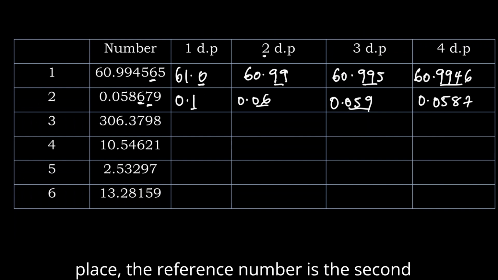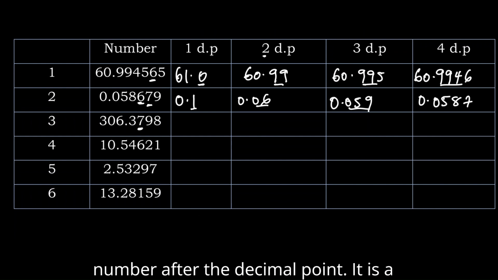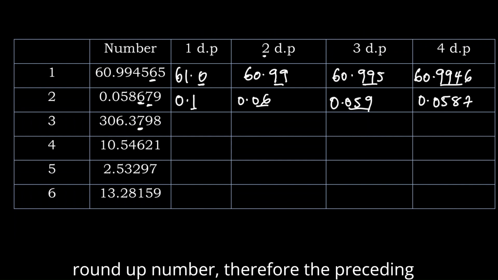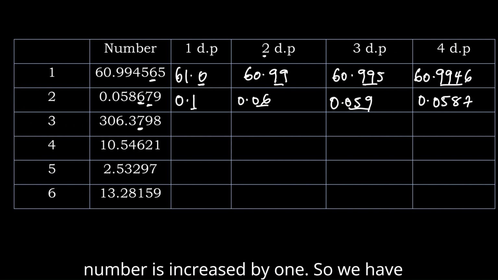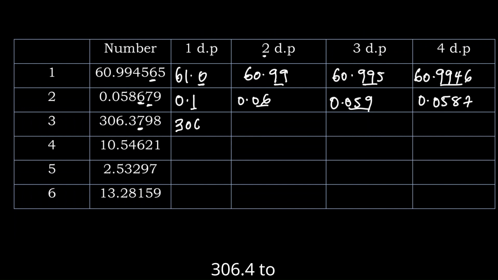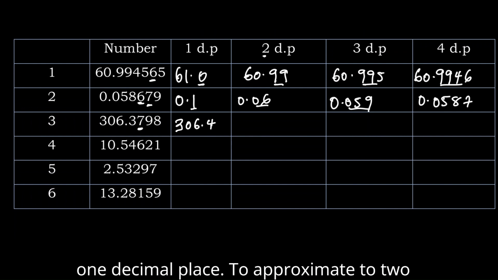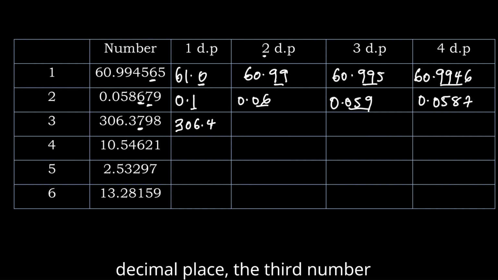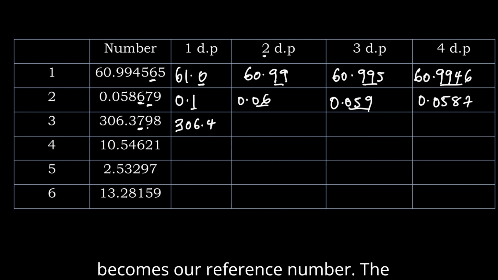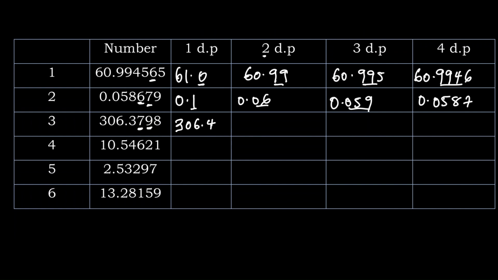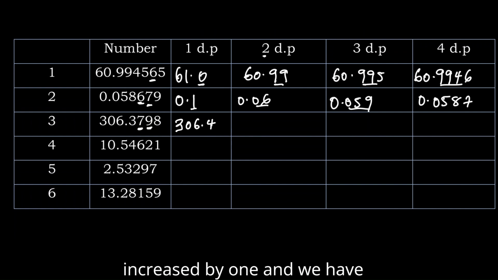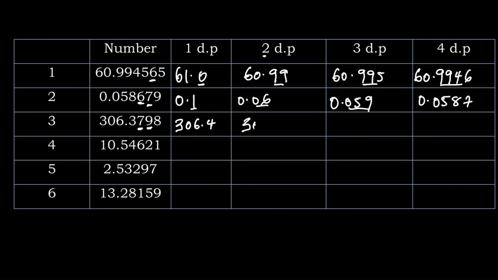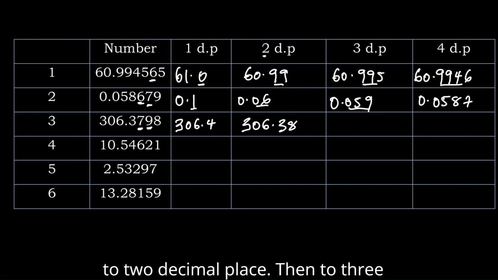Then to solve question 3 to 1 decimal place. To 1 decimal place, the reference number is the second number after the decimal point. It is a round up number, therefore the preceding number is increased by 1. So we have 306.4 to 1 decimal place. To approximate to 2 decimal place, the third number becomes our reference number. The third number is a round up number, therefore the preceding number is increased by 1, and we have 306.38 to 2 decimal place.